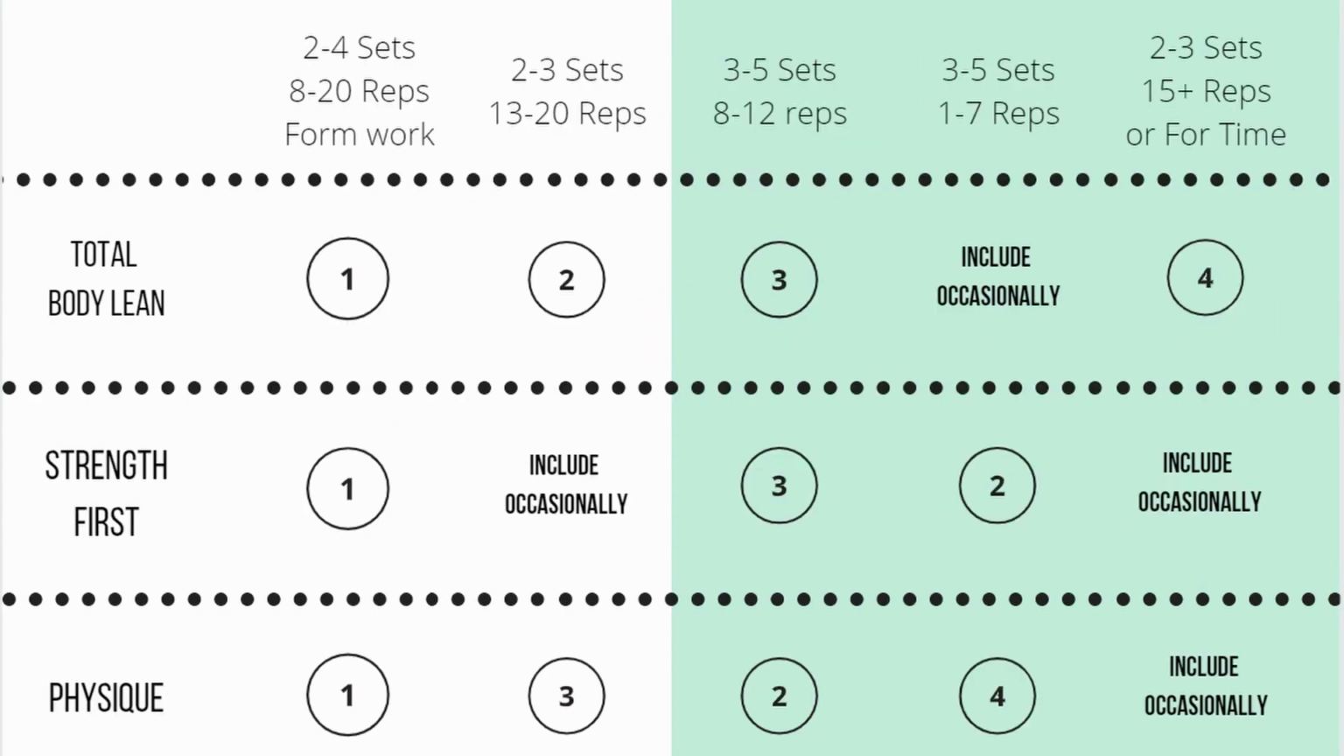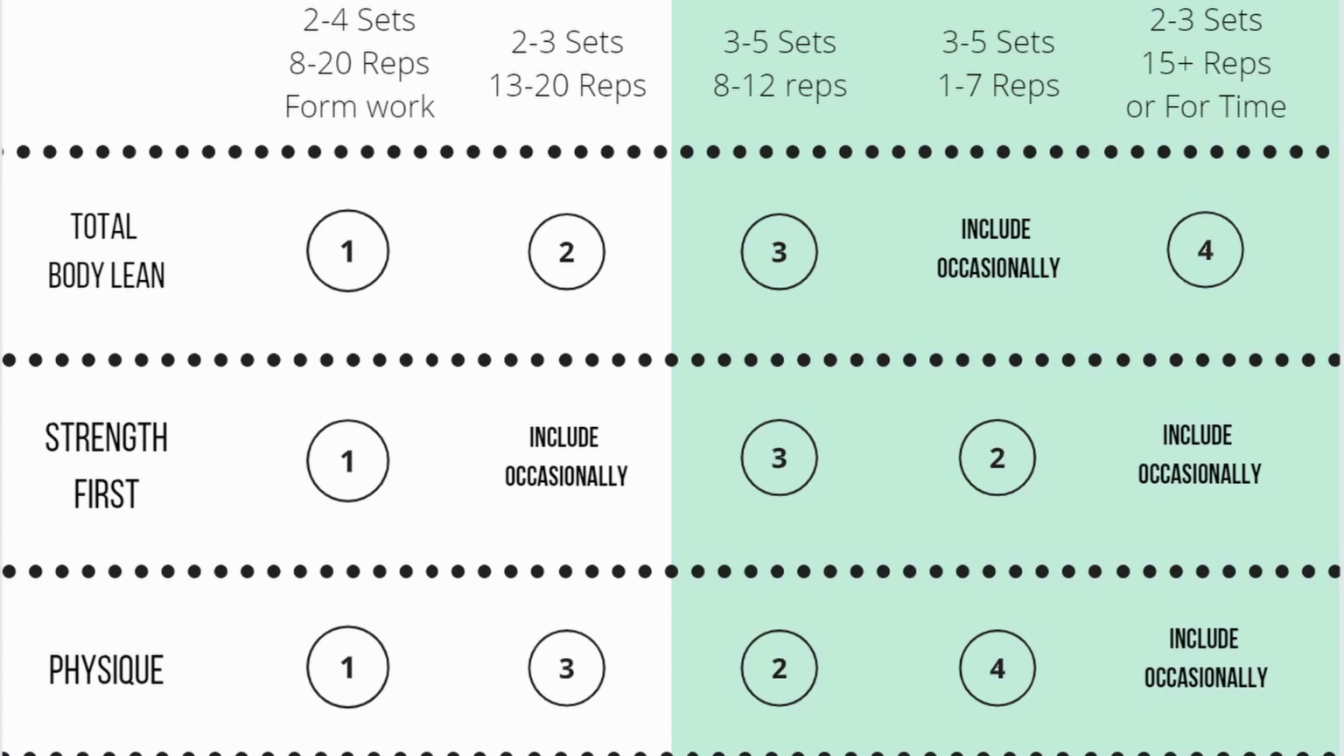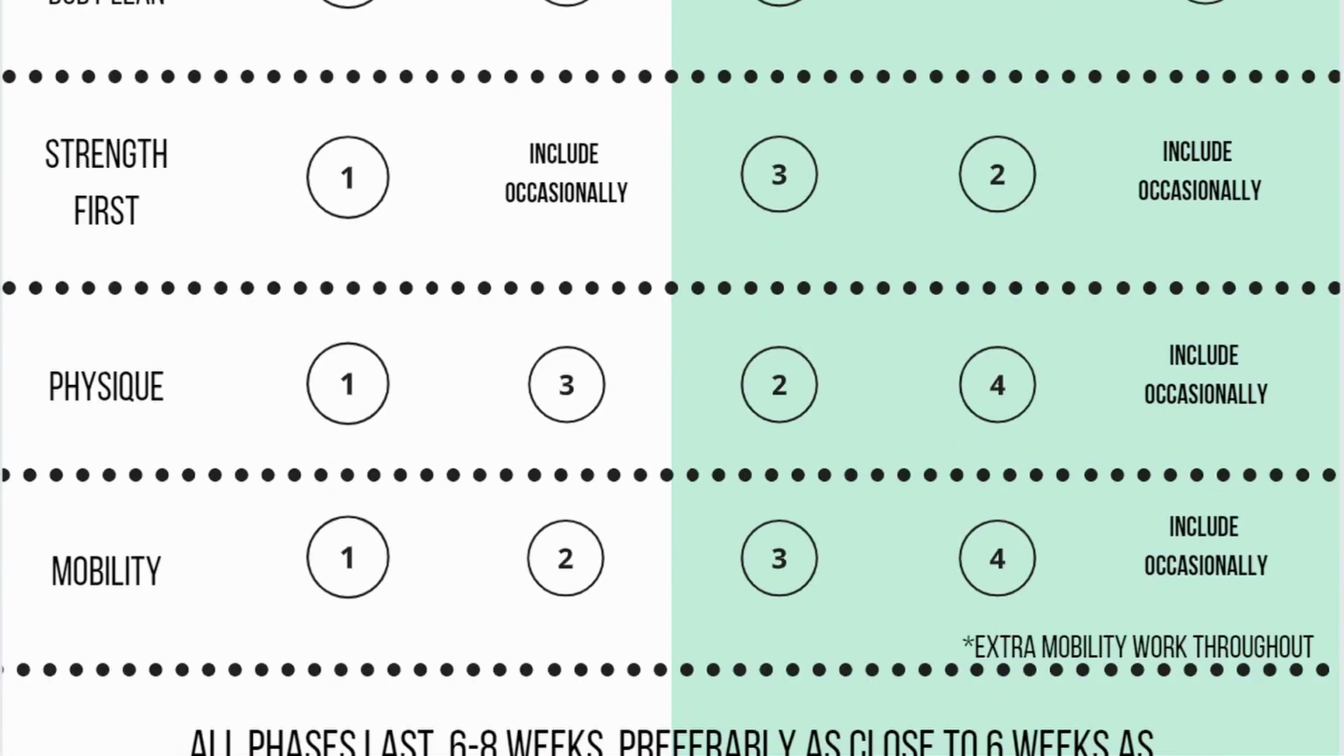Another thing to note, whenever I sign on a new client, I put them in one of 4 phasing tracts. If they're a client whose main goal is weight loss, they go in total body lean. If they're a client whose main goal is to gain strength, they go in strength first. If they're a client who primarily wants to build muscle mass, they go in physique. And if they're a client who primarily just wants to work on mobility or flexibility, they go in mobility.